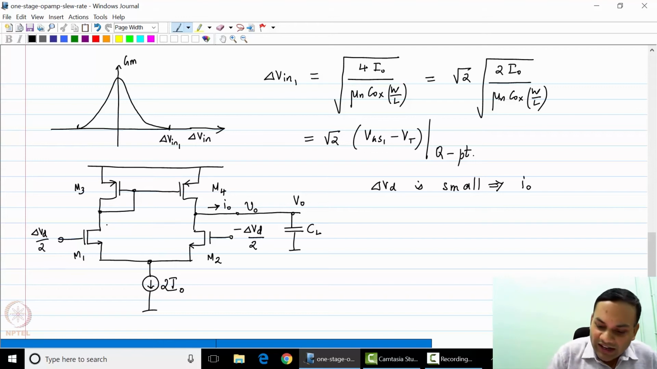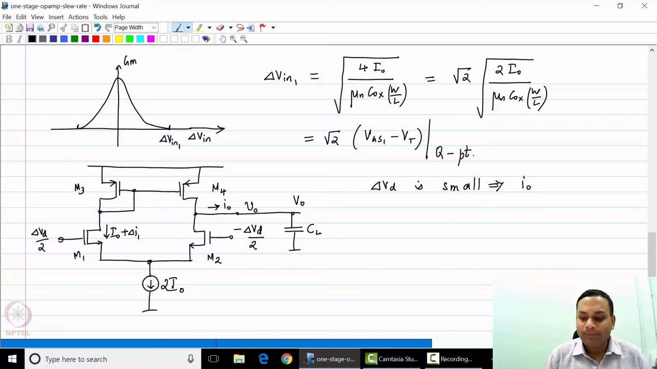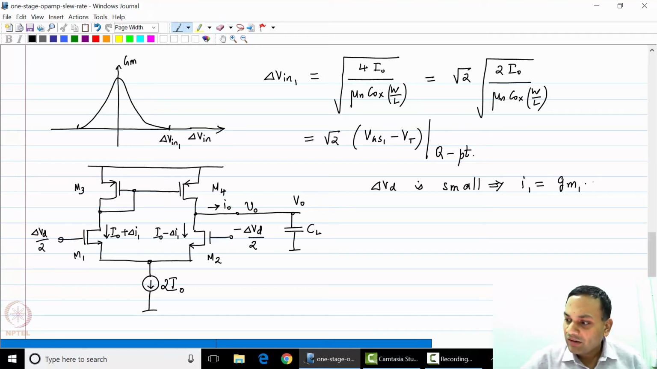I am now going to write down the total currents through the transistor. This current is I0 plus some delta I1. This current is I0 minus delta I1, where delta I1 is equal to Gm1 times delta Vd by 2.